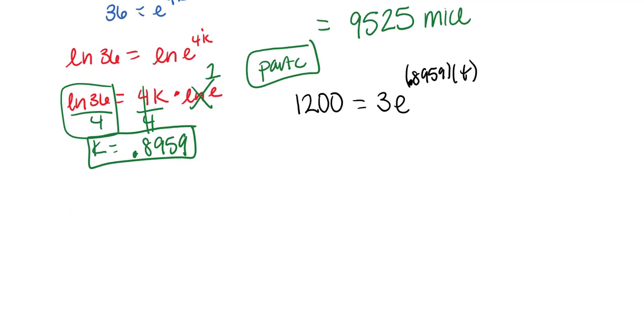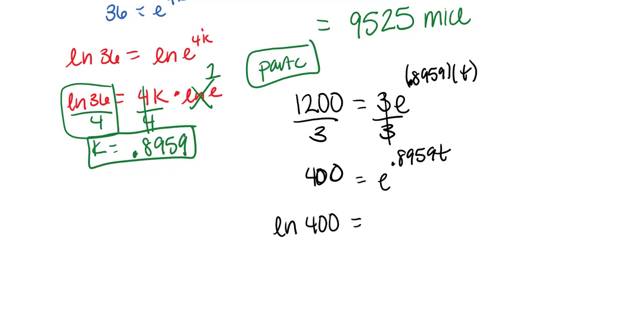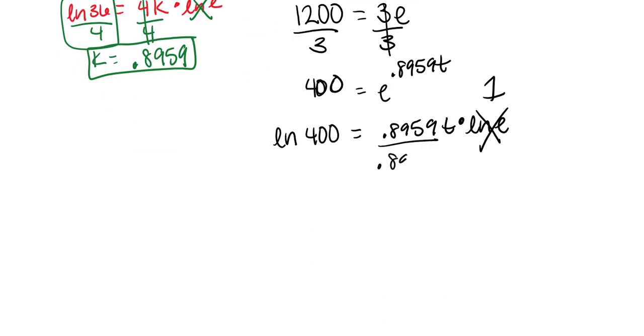So let's go ahead and, kind of like in the first part A, we're going to do this. Divide by 3 on both sides. So then we get 400 is equal to e raised to this 0.8959t. Okay, then we have to take the natural log of 400, and then we take the natural log of e to the 0.8959t. So what does that really mean? We get 0.8959t, natural log of e. This is just equal to 1 then. So we're multiplying those together. Then all we do is we go ahead and divide on both sides by our k value. And then we get what t is equal to this.